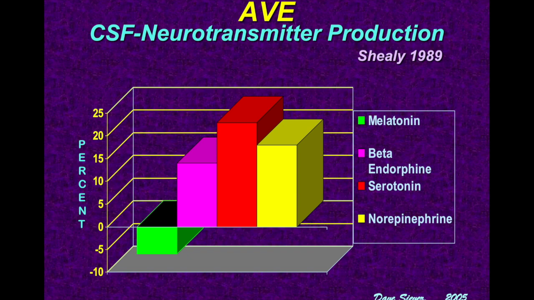When we don't get enough sunlight, melatonin goes up and makes us feel sleepy and sluggish and often kind of depressed, craving carbs a lot. And what we see here is that with entrainment, melatonin drops 6%. But we also see endorphins jumping up 13%.